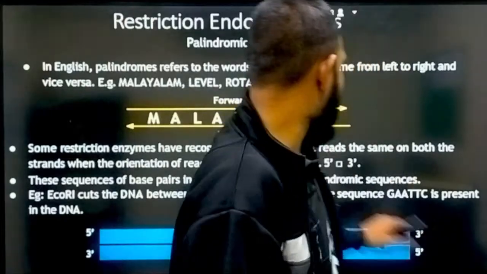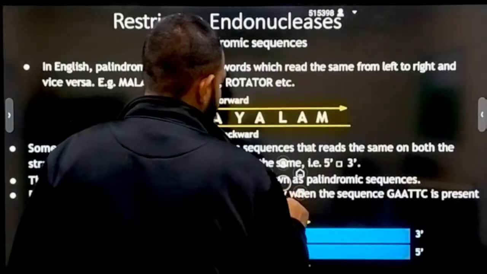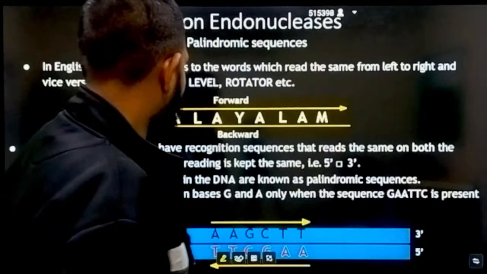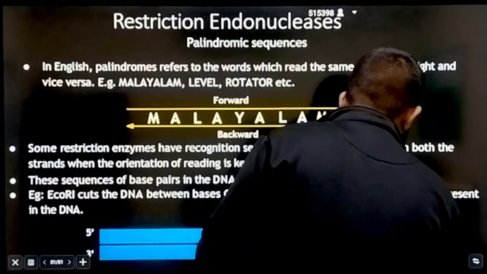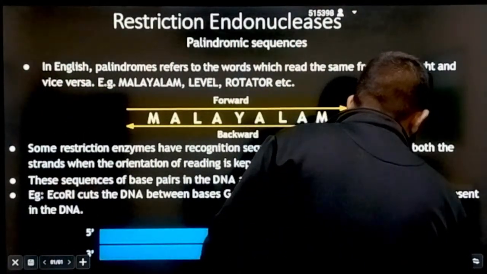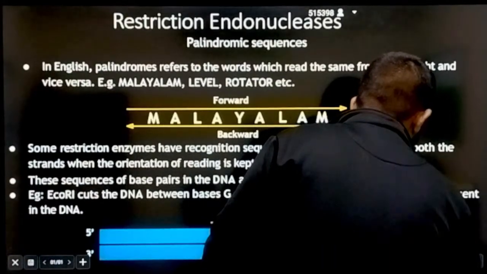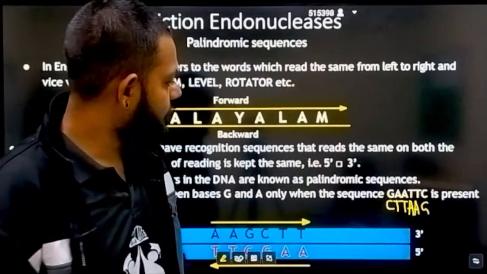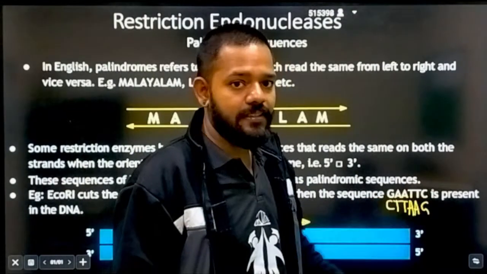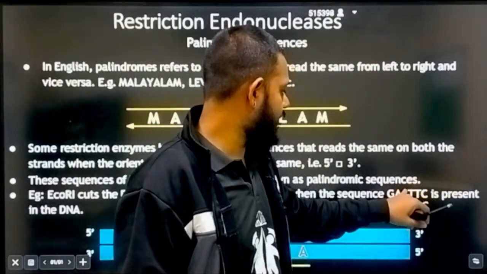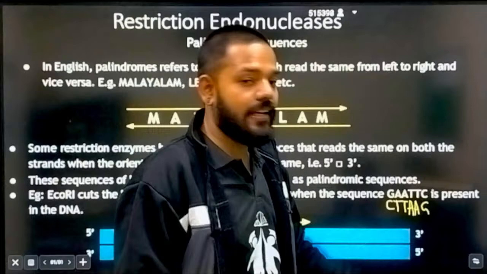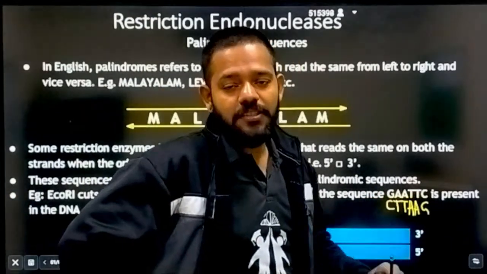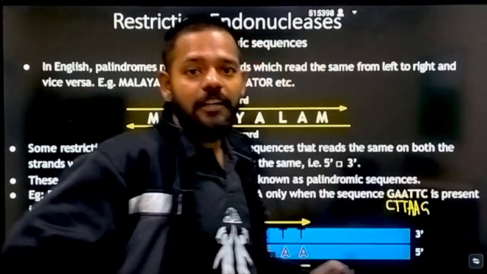Okay, now you have a sequence that is GAATTC. Okay, so what will be its opposite? It will be CTTAAG. अब देखो, पढ़ो ऊपर से. GAATTC उल्टा करो, CTTAAG. Okay, again GAATTC, that is the sequence your EcoRI will cut.